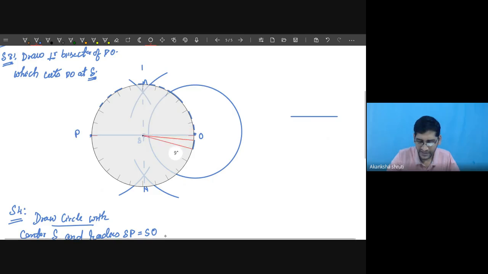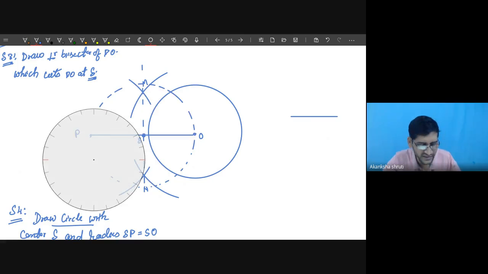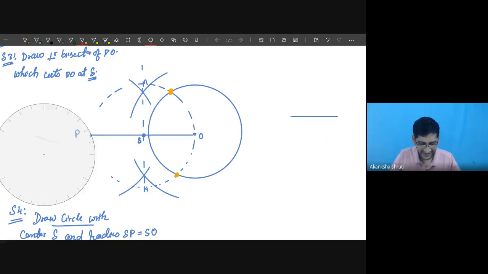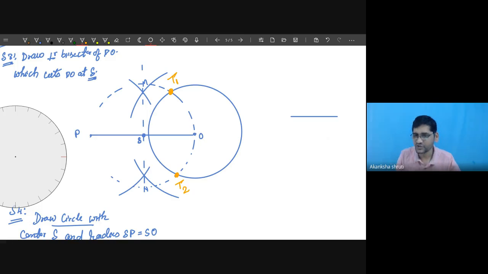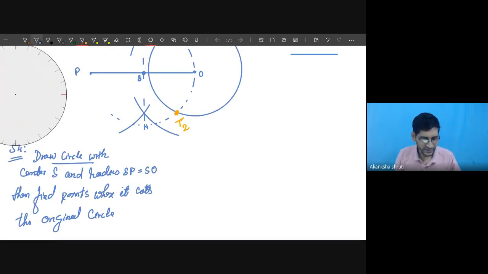Basically, it is appearing that these 2 points are important. Which points are important for us? The important points are this one and this one. This is the point for the tangent T, or you may call this T1, and this is the point for tangent T2. So this way, what I was writing: find the points where it cuts the original circle, let them be T1 and T2.